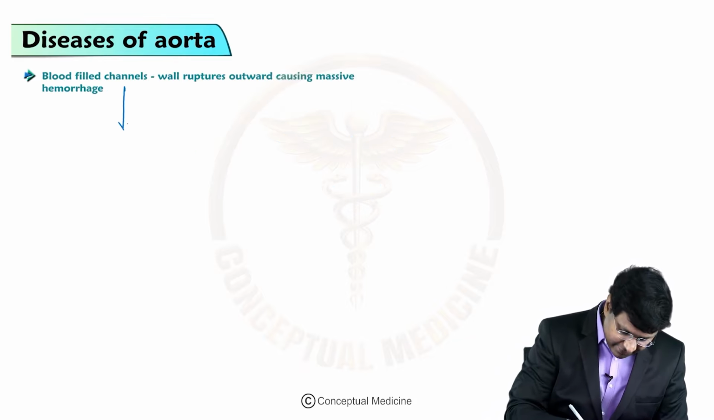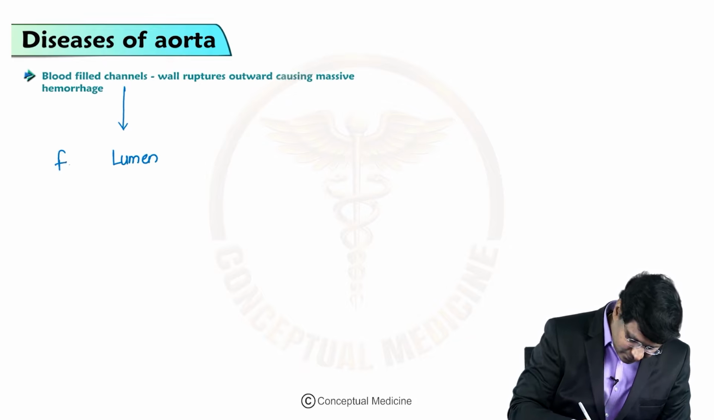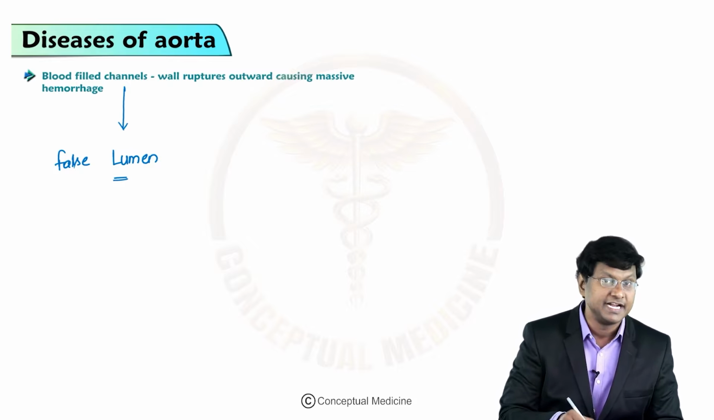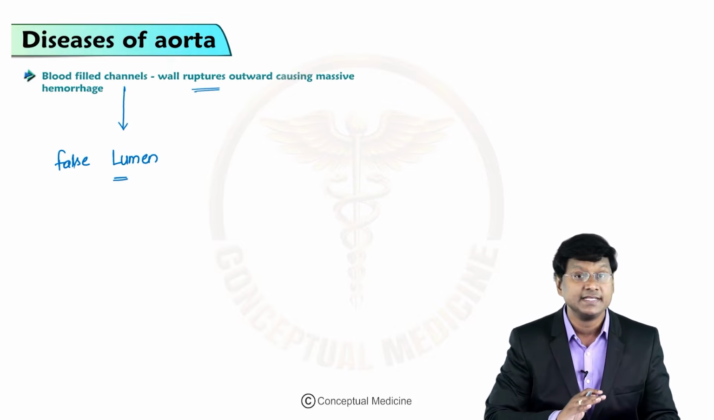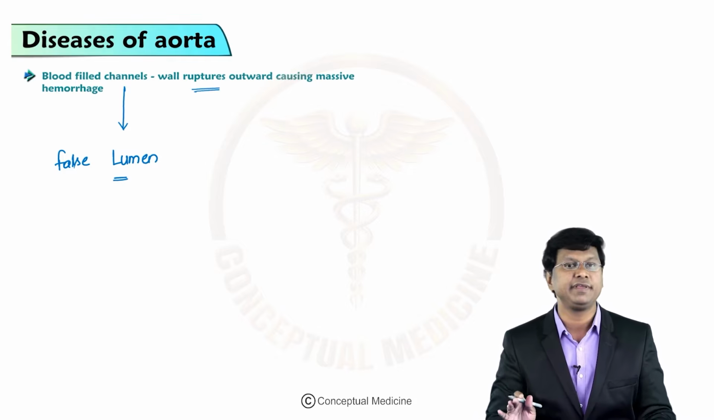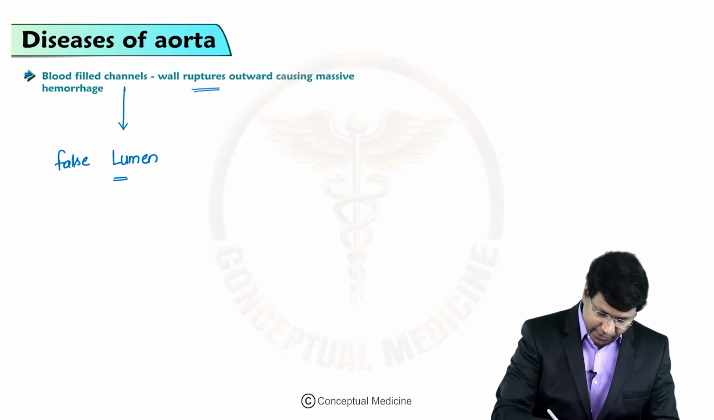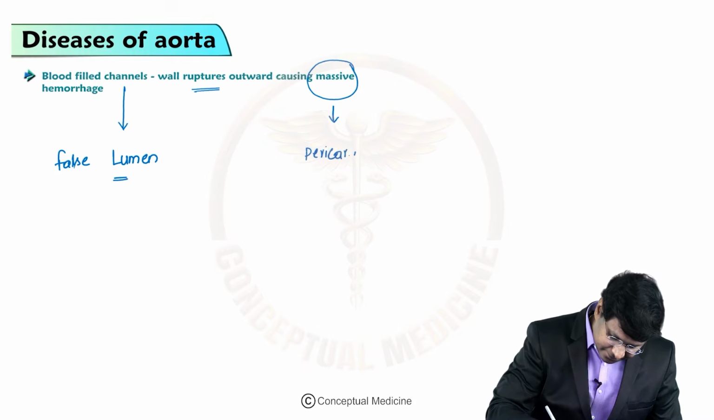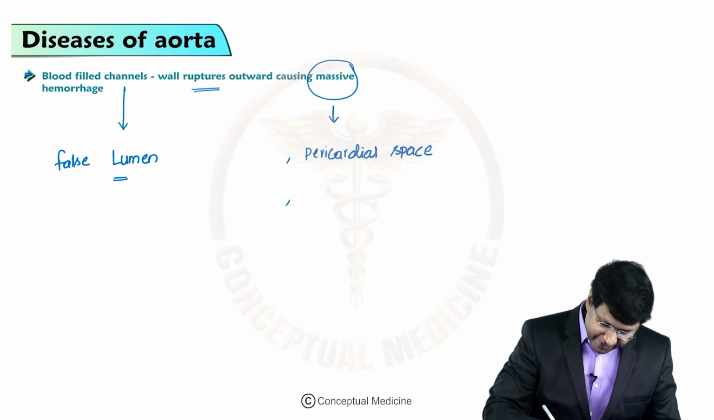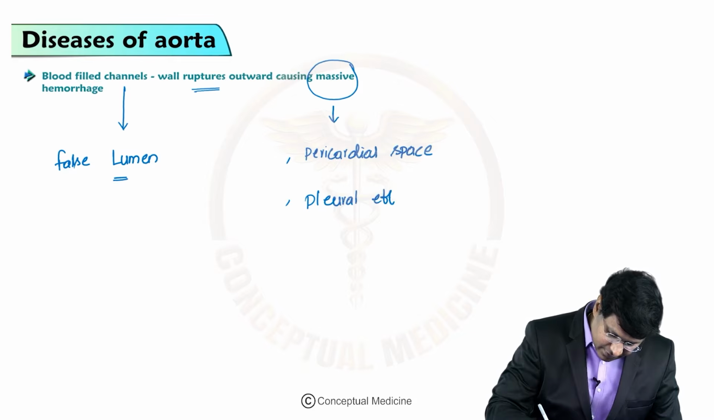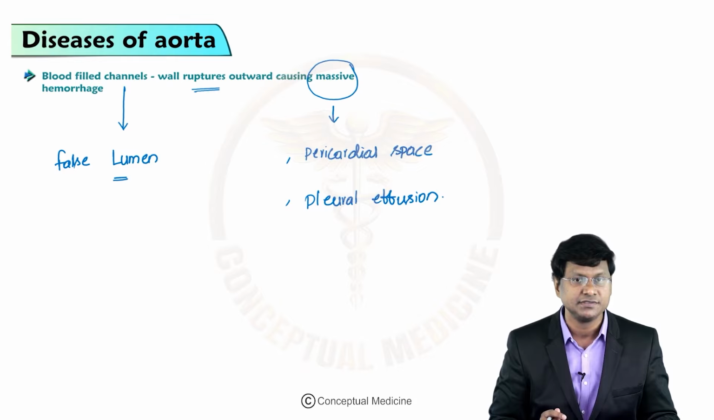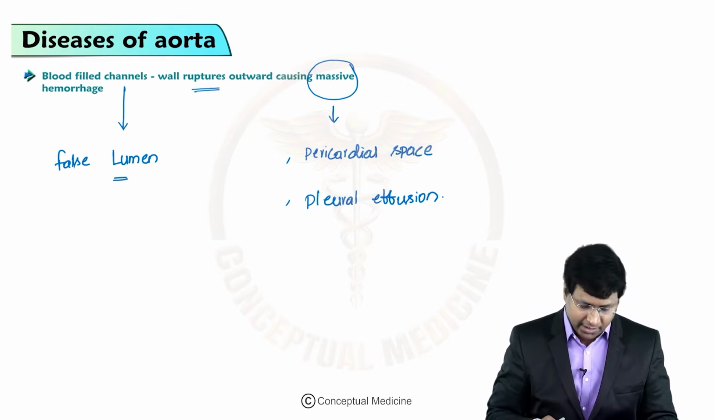So I told you that there will be creation of a false lumen containing blood-filled channels, and these blood-filled channels get ruptured outwards, causing massive hemorrhage. Now this massive hemorrhage could be into the pericardial space, resulting in pericardial effusion, or it could be into the pleural space, resulting in pleural effusion. Right, so this is the little basic introduction of what exactly happens in aortic dissection and why it is so catastrophic.